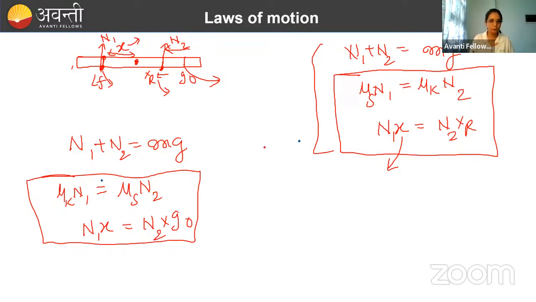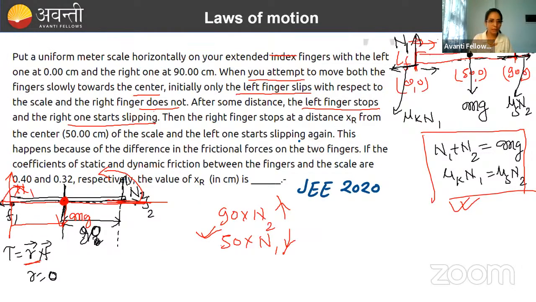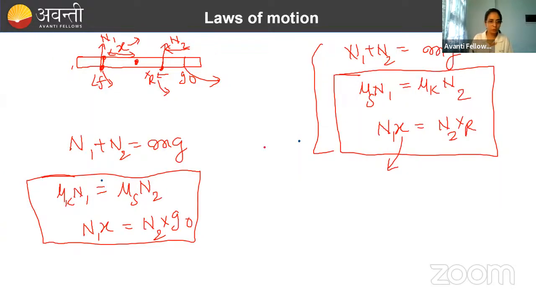So I'm doing that for you here. What was the mu K value? Mu K value was 0.32 and mu S is 0.4, because mu K will always be less than mu S, right? So one is 0.32. If I'm going to put those values here, I'm going to do this here.